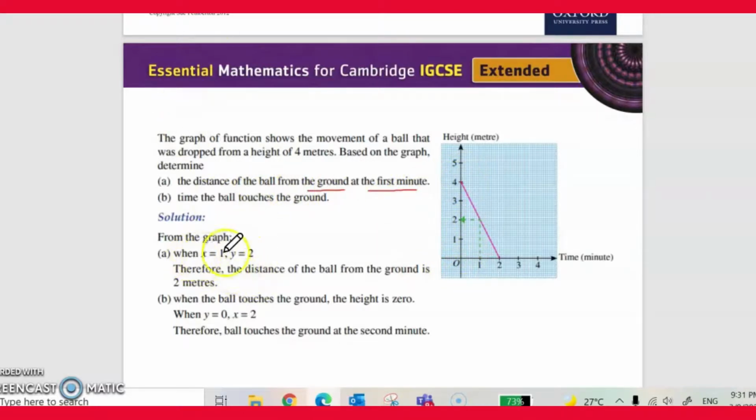Okay, from the graph, when x equal to 1, y equal to 2. Therefore, the distance of the ball from the ground is 2 meters. Okay, so kat sini dah state at the first minute. So first minute means that t equal to 1. So that's why we look at the x-axis. At the time axis here when t equal to 1, make a dash line until it touches the function and look to the left.